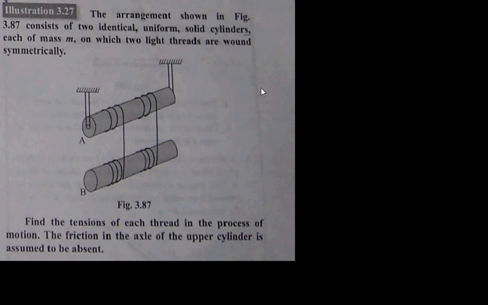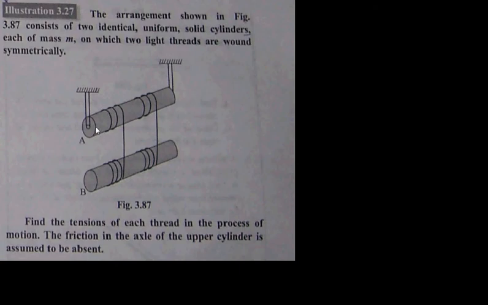Welcome back. Today we are going to solve a problem related to torque and rigid body. The problem says the arrangement shown in figure 3.87, this one, consists of two identical uniform solid cylinders.